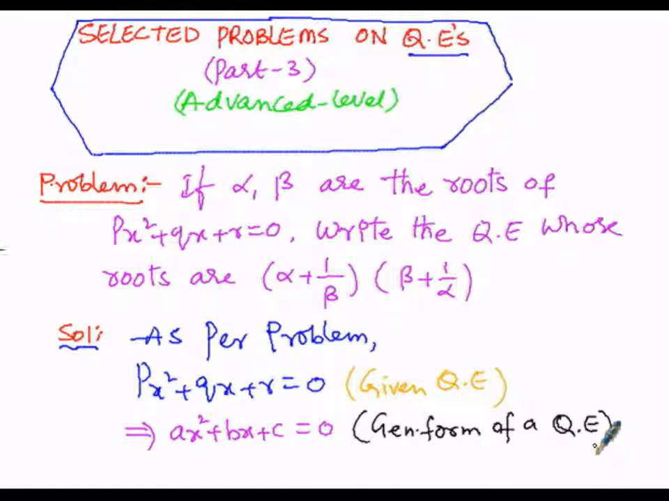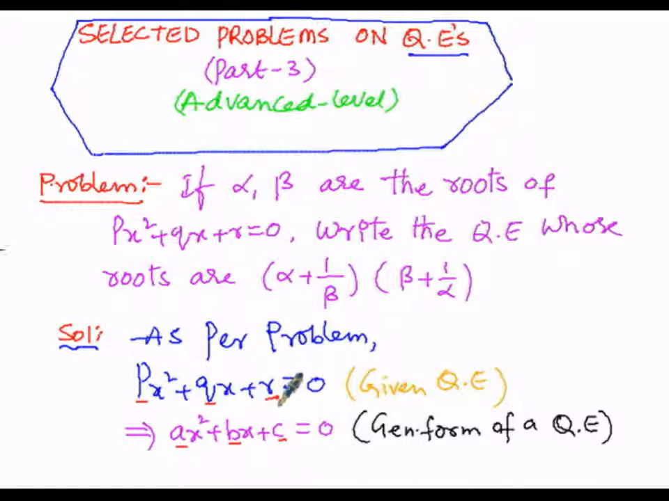Then by comparing the coefficients, the x square coefficient in the general form is a and the x square coefficient in the given equation is p. Similarly, the x coefficient in the general form of a quadratic equation is b, and the x coefficient in the given equation is q. Similarly, the constant is c, which is r.